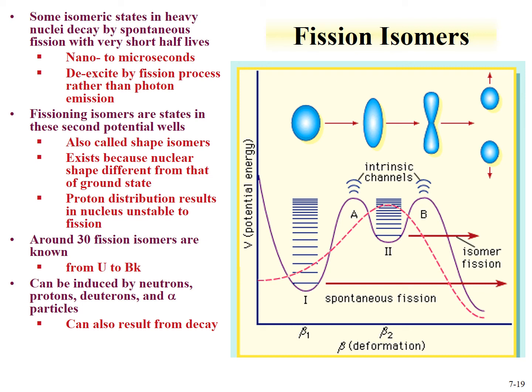There are about 30 of these fission isomers known. They occur around uranium to berkelium. They can be induced by neutrons, protons, deuterons, and alpha particles. They can also result from decay, so it's possible to have a parent decaying to the fission isomer in a daughter state, and then that daughter state undergoing fission.